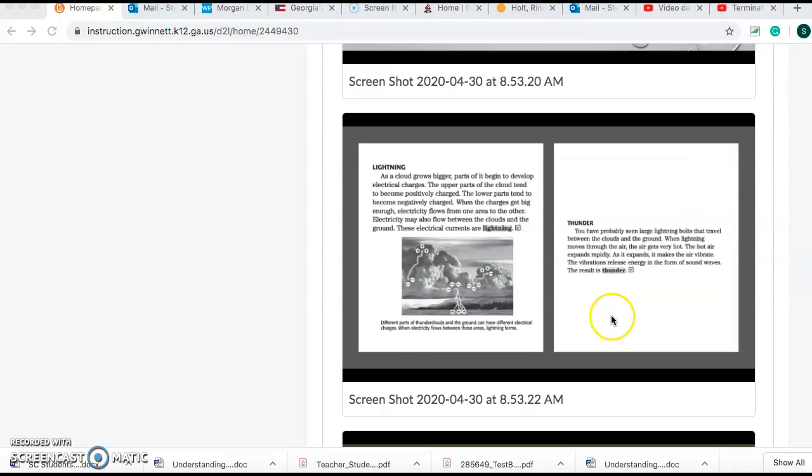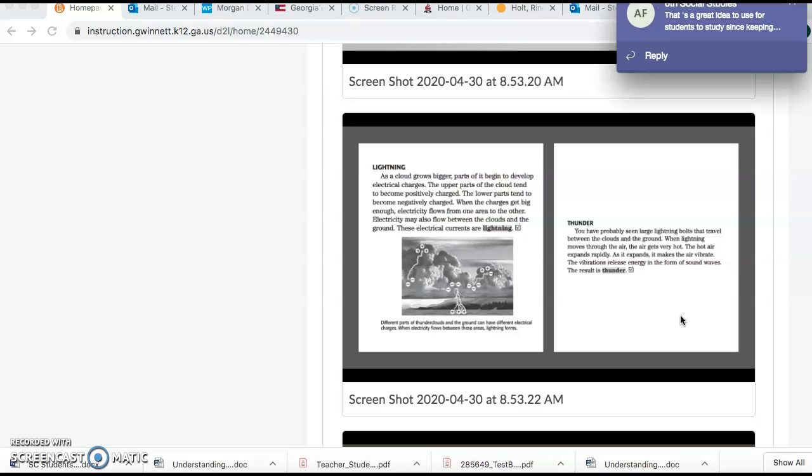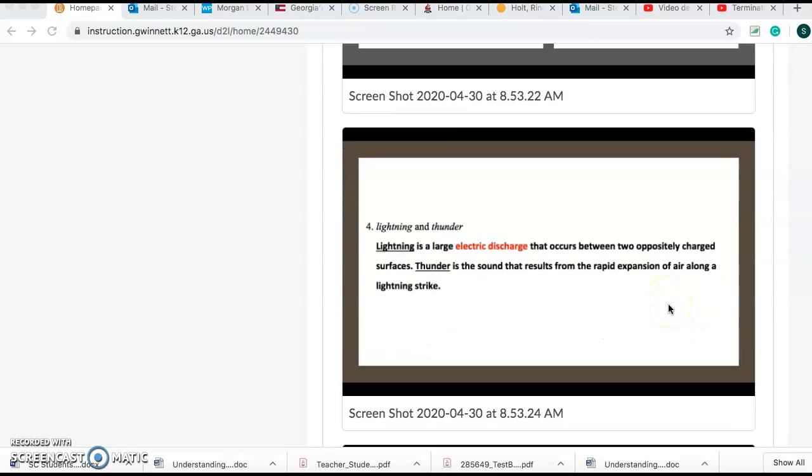Okay? Whereas thunder, it says you may have probably seen large lightning bolts that travel between the clouds and the ground. When lightning moves through the air, the air gets very hot. The hot air expands rapidly. As it expands, it makes the air vibrate. The vibrations release energy in the form of sound waves. This results in thunder.